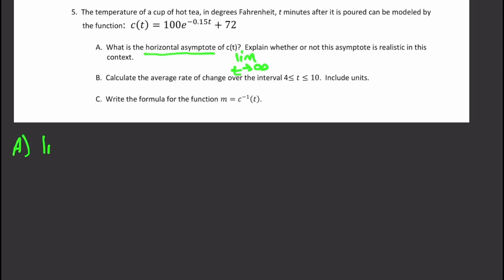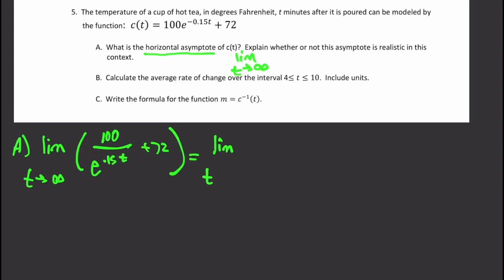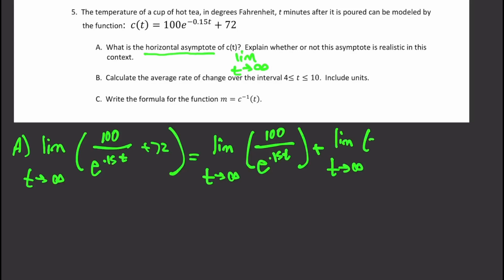So let's do that. I want the limit as t approaches infinity of 100 over e to the 0.15t plus 72. Now notice how I wrote this, 100 over e to the 0.15t, because this exponent here is negative. Whenever I do limits to infinity, I want rational expressions. So what I can do here is utilize some properties of limits and take the limit as t approaches infinity of 100 over e to the 0.15t plus the limit as t approaches infinity of 72.